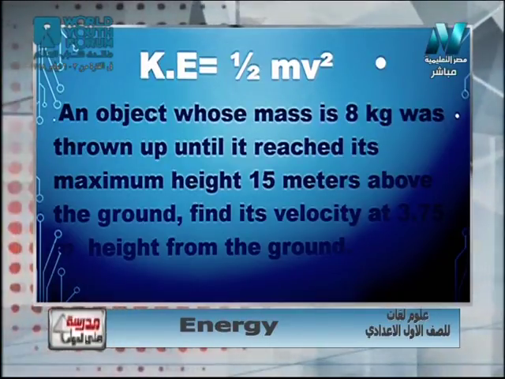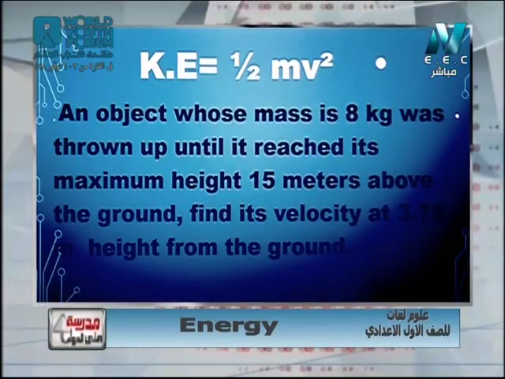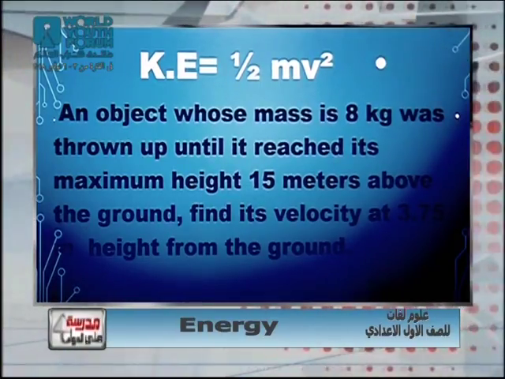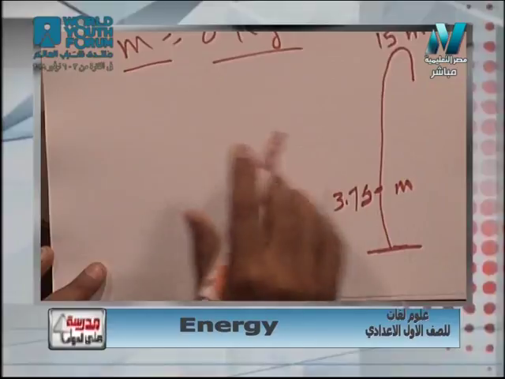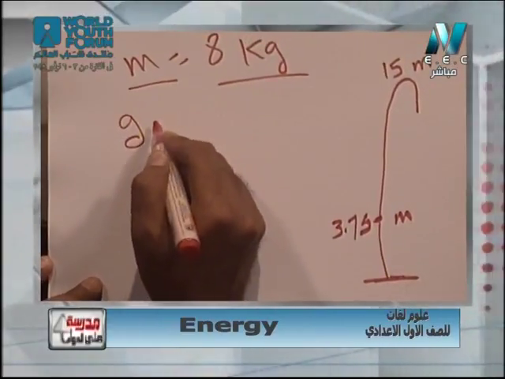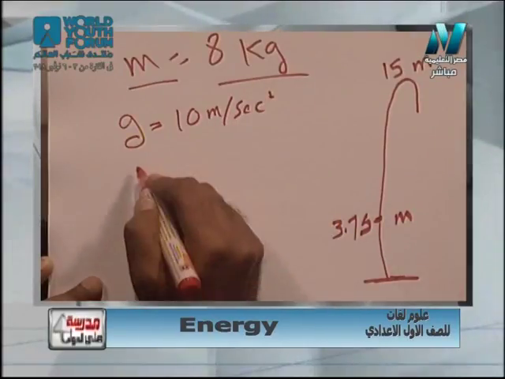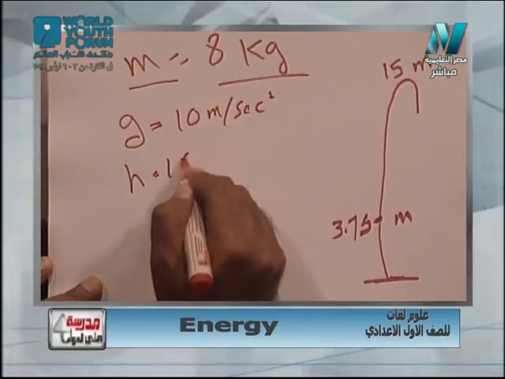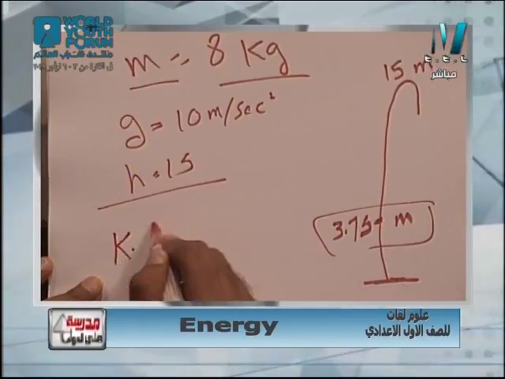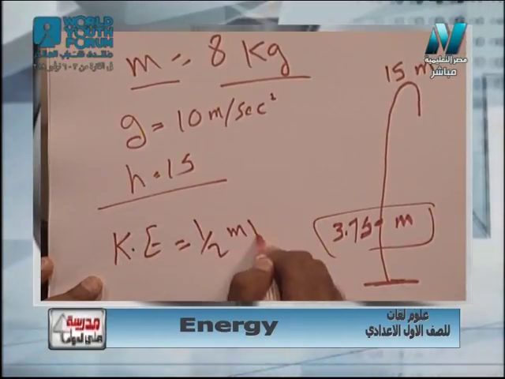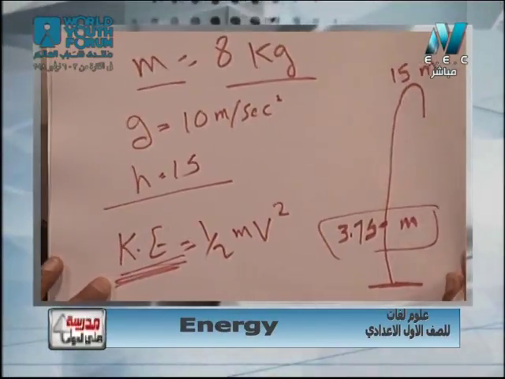Now he needs what? He needs the velocity at 3.75 meter height. Now he gave me the mass, and I already have the gravity acceleration, it's constant, 10 meters per second squared, and we have height 15. I have kinetic energy equal half mass velocity squared, but I don't have the kinetic energy. How can I get kinetic energy first?